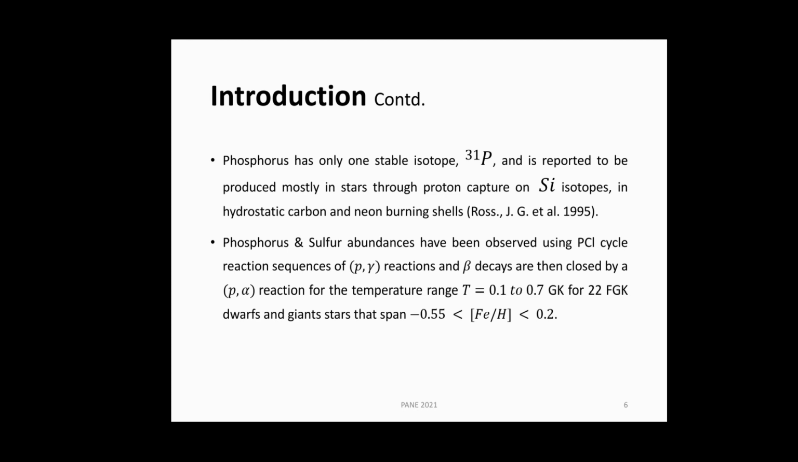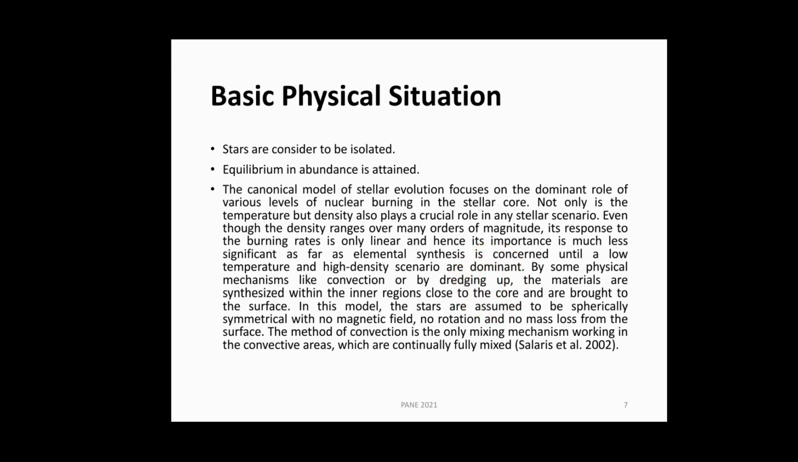In this work, phosphorus and sulfur abundances have been obtained using the PCl cycle, with proton capture reaction and beta decay, and the cycle is ended by a P alpha reaction. The temperature range we consider is 0.1 to 0.7 gigakelvin for 22 dwarf and giant stars, which have metallicity in the range of -0.55 to 0.2.